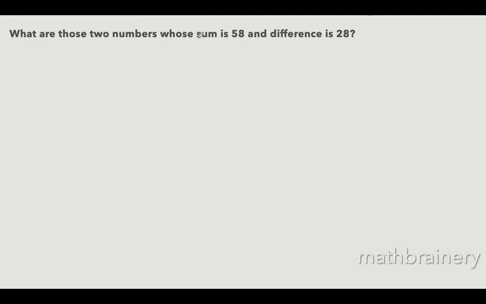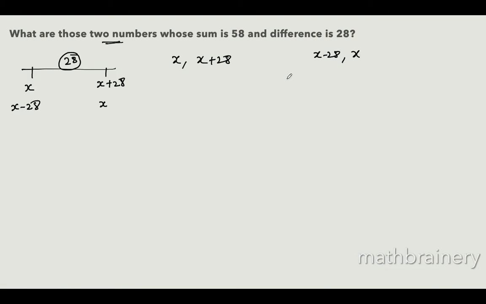What are those two numbers whose sum is 58 and difference is 28? Now again, let me consider a number line where I have two numbers such that the difference between the two numbers is 28. If I assume the smaller number as x, then what should be the bigger number? It should be x plus 28. Or if I assume the bigger number as x, what should be the smaller number? It should be x minus 28. So you can choose the two numbers as x and x plus 28, or you can also choose the two numbers as x minus 28 and x. Both these scenarios will give you the same result.